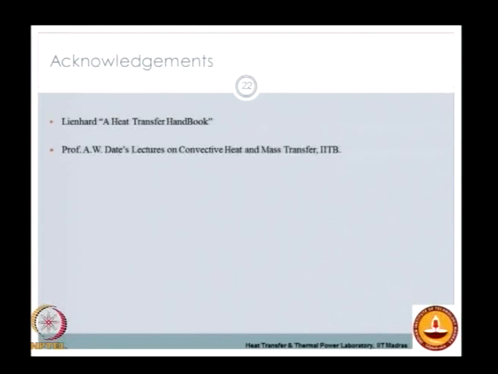I would like to acknowledge that for the introductory material, I have borrowed extensively from the open textbook available online, the Heat Transfer Handbook by John Leonhard of MIT, and also Professor Date's lectures on convective heat and mass transfer, which are available from NPTEL. He is a professor at IIT Bombay, and some of the illustrations are also used from his lectures. So this is to give you the basic introduction into convective heat transfer.